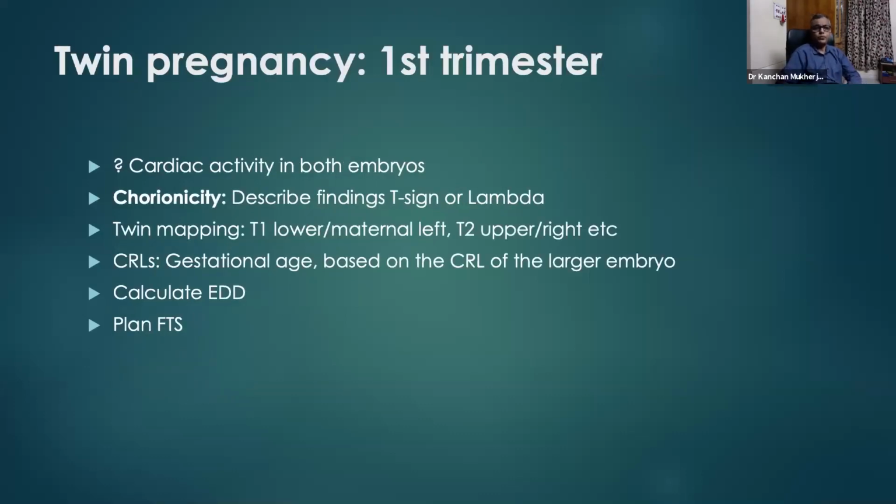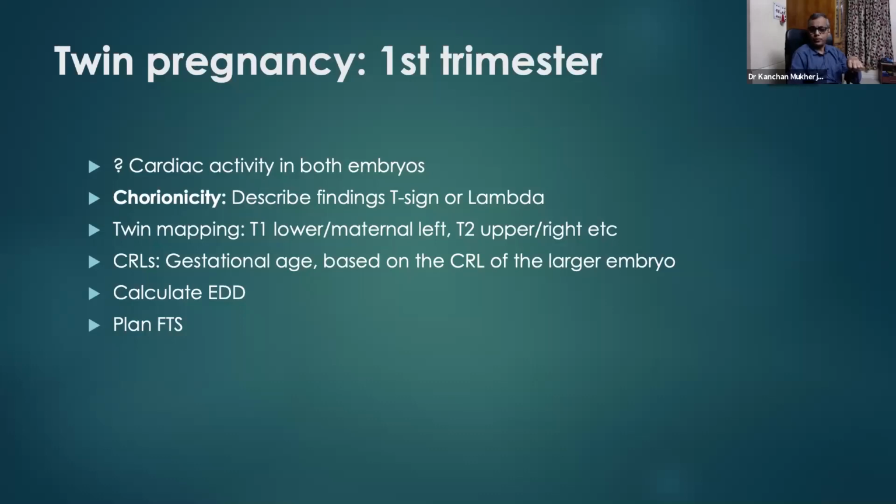Twin pregnancy. Any twin pregnancy report is not complete unless you have mentioned chorionicity. If it is in the first trimester, you can also describe the findings, whether it looks like a T or lambda in terms of the dividing membranes. Then you should try and map the twins. Which one are you calling twin 1? Is it lower maternal left, with twin 2 being upper right, etc.? So try and map the twins, label them as much as possible.